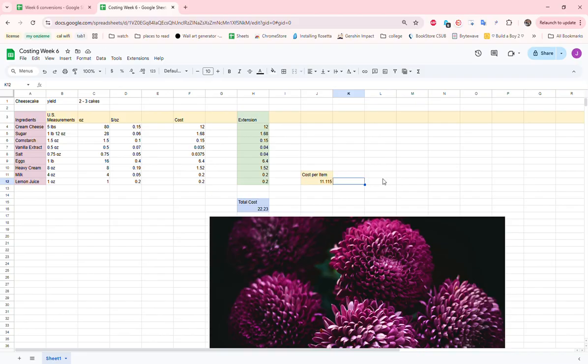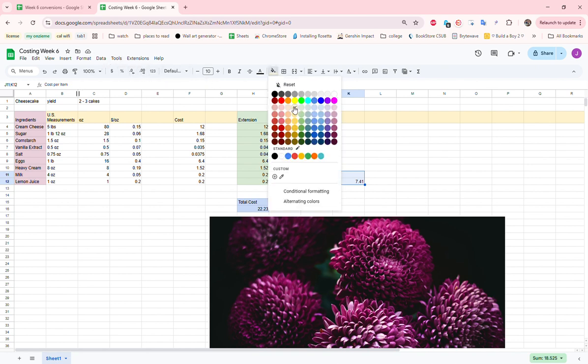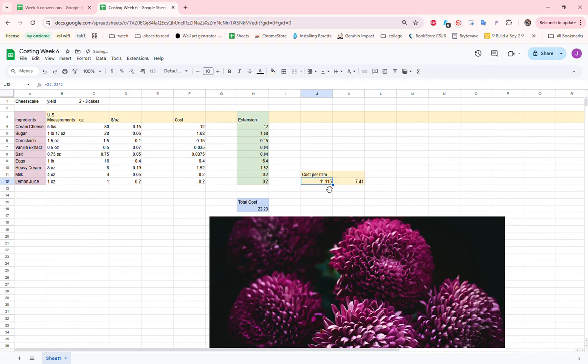And this one again, 22.23 divided by 3, and it gives you the second cost per item. So this one is just telling you it takes $11. Let's make this a prettier number. 11.12.